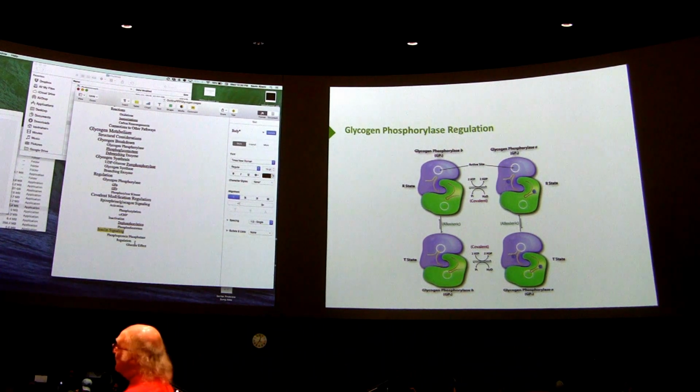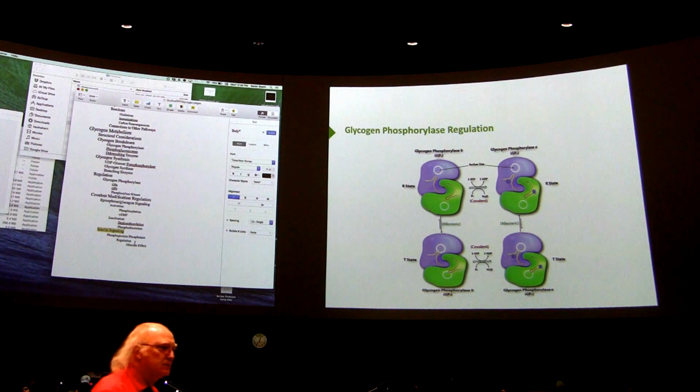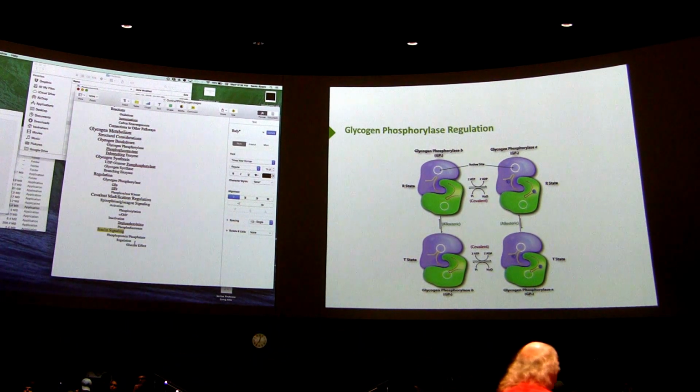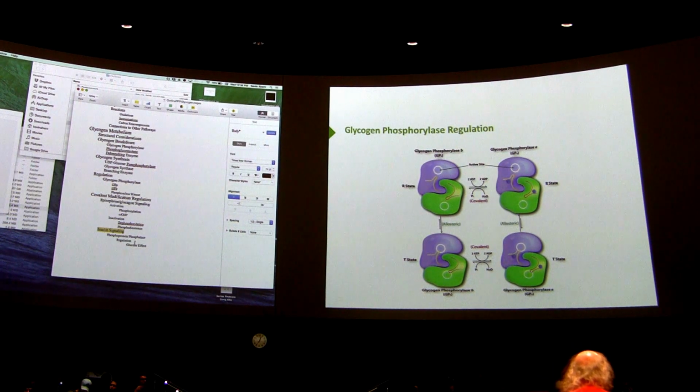Now, when would we have the phosphorylated form of glycogen phosphorylase? Under what conditions will a phosphate get put onto glycogen phosphorylase? What hormone stimulation will ensure that gets put on?